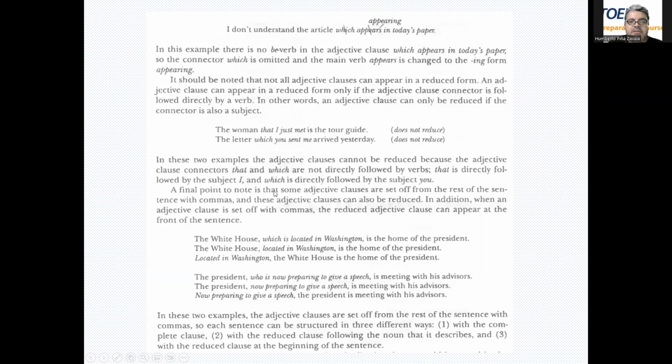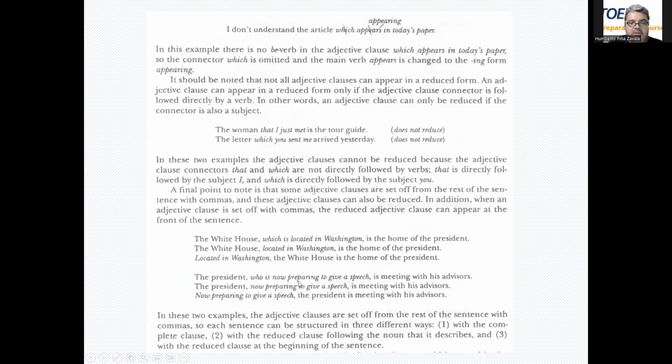The final point to note is that some adjective clauses are set off from the rest of the sentence with commas, and these adjective clauses can also be reduced. In addition, when an adjective clause is set off with commas, the reduced adjective clause can appear at the front of the sentence. For example: The White House, which is located in Washington, is the home of the president. The White House, located in Washington, is the home of the president. Located in Washington, the White House is the home of the president.